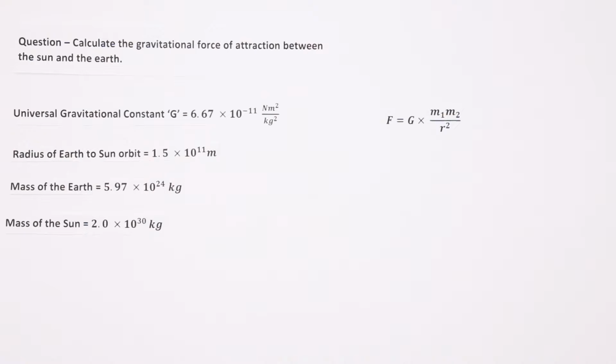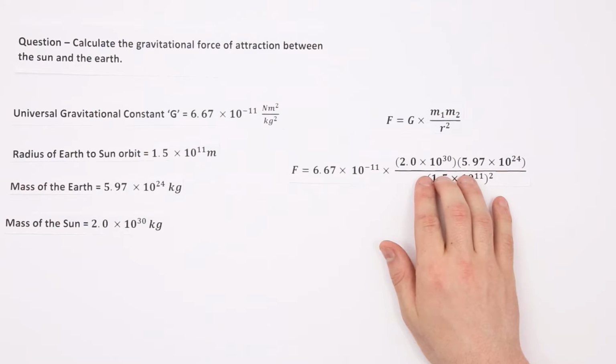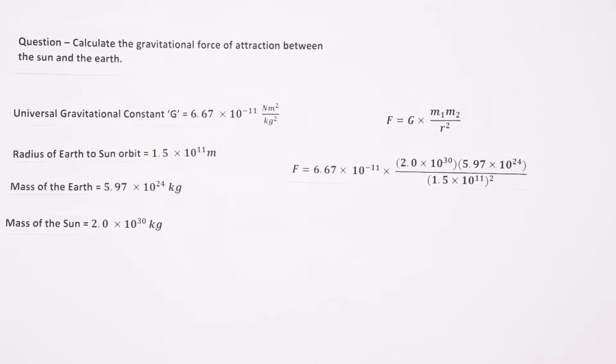I recommend you go ahead and pause the video and have a go at doing this calculation by yourself. Okay, let's go ahead and talk about the solution to this question. All you have to do is plug in the values given to our equation and solve for force. We can find that the force is equal to 3.6 times 10 to the 22 newtons. Pretty easy. Alright, so we'll move on to our second question.